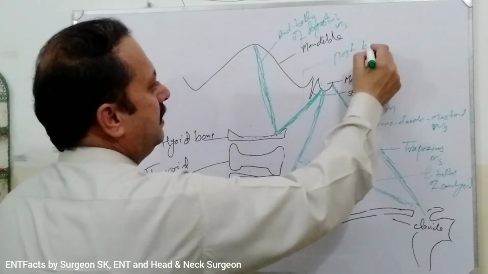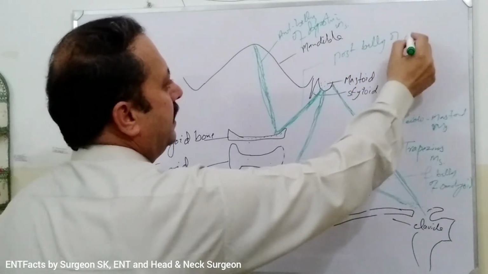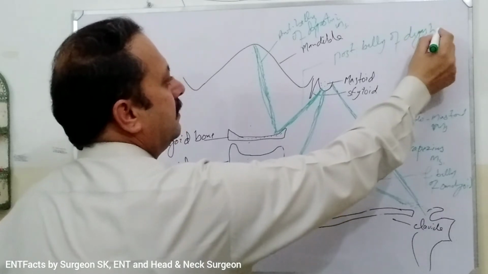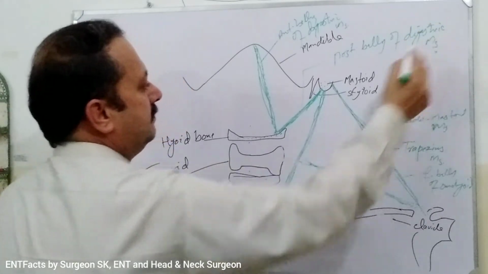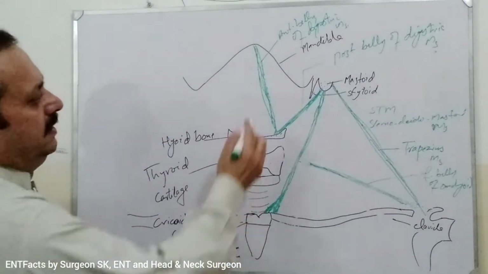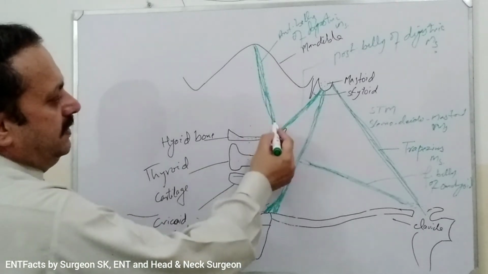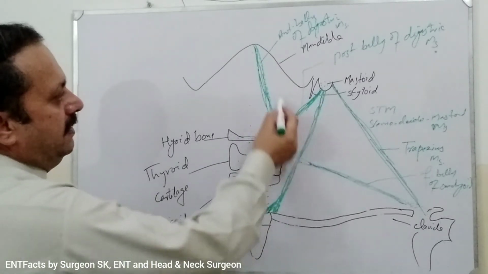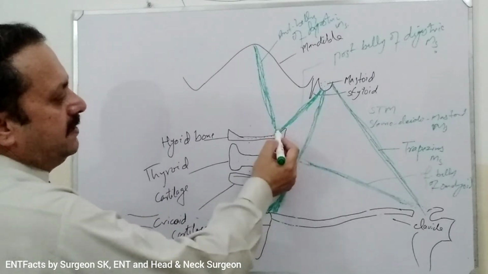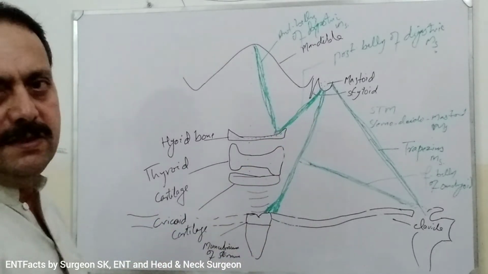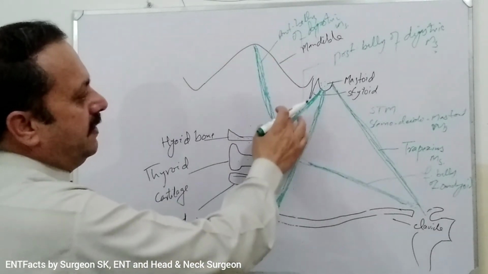Posterior belly of digastric muscle. In this way, these two bellies of the same muscle make a triangle in this area. This triangle is called digastric triangle or submandibular triangle.